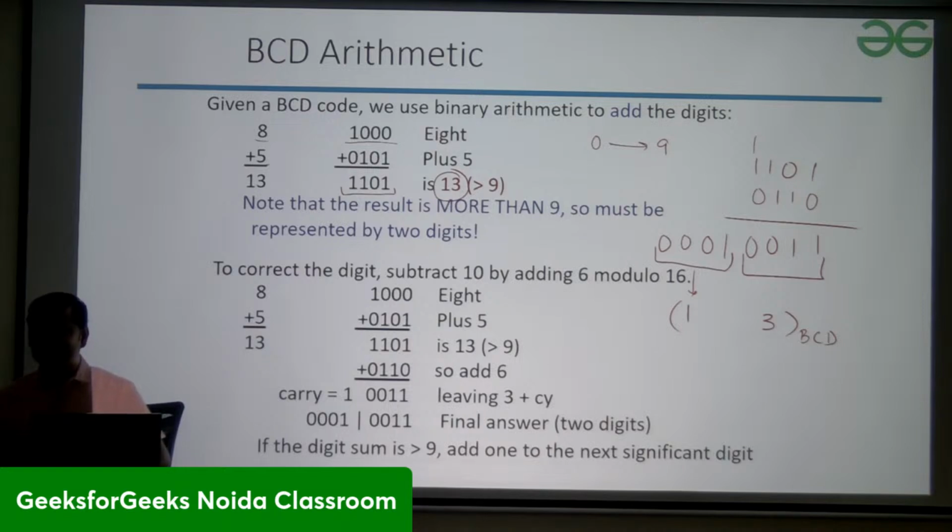Why do we add 6 only? That is a very good point. 9 plus 6 is going to be 15, which is the last value in 4-bit binary representation. So that will produce the carry for the next one. To transfer the excess information to the next BCD location, we are just adding 6.